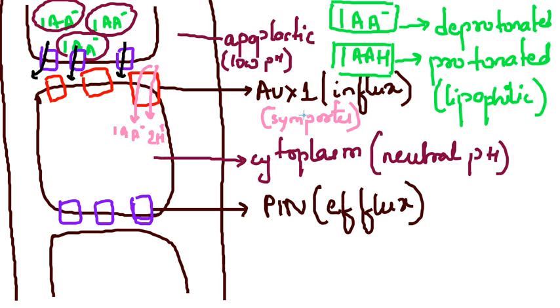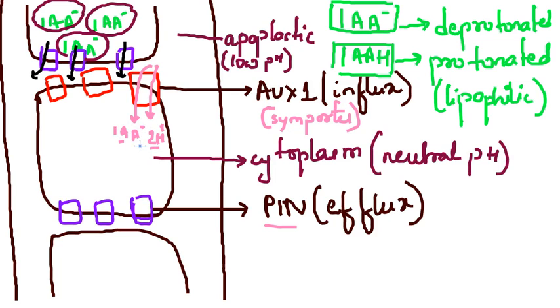So the role of AUX1 we studied. AUX1 is located on the plasma membrane. It helps in the influx or the entry of IAA. It is a symporter. It transports 1 molecule of IAA with 2 molecules of proton inside the cytoplasm. Okay, the role of AUX1 is done. Now coming to the next transporter, PIN. Now PIN helps in efflux.